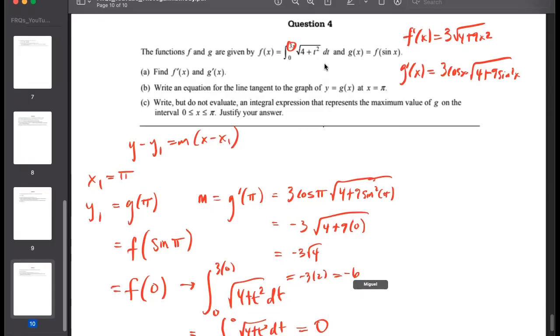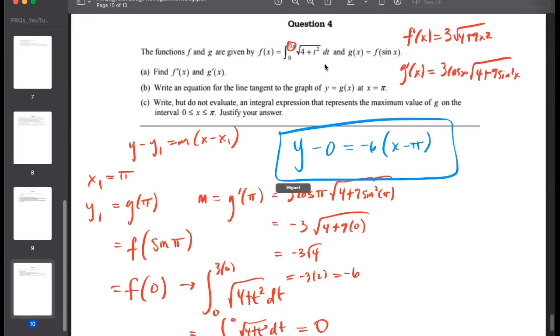So we have our slope, we have our x1, we have our y1. So at the very end, we're going to say that our equation is y minus 0 equals -6 times x minus pi. And that's really what they want. They want us to find that equation, and we have to do all that work so that we can give that one equation in point slope form. That's part C.